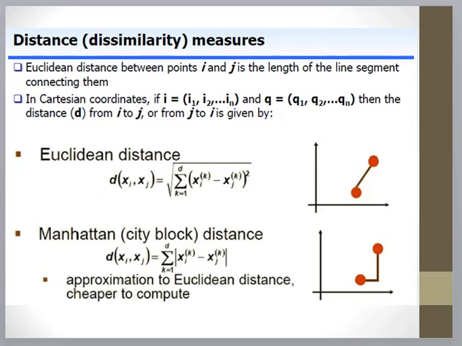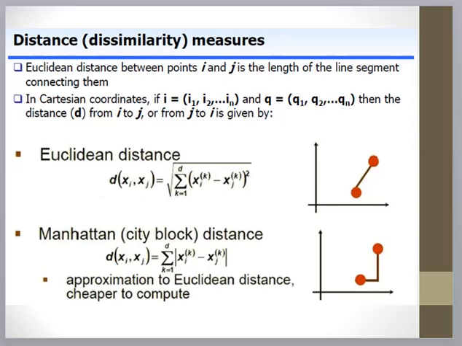So there are two main distance measures which are basically used in order to measure the distance between different data samples, and one of these distance measures is the Euclidean distance. So Euclidean distance between two points i and j is the length of the line segment connecting them. So we are basically measuring the length of the line which is connecting two data points.